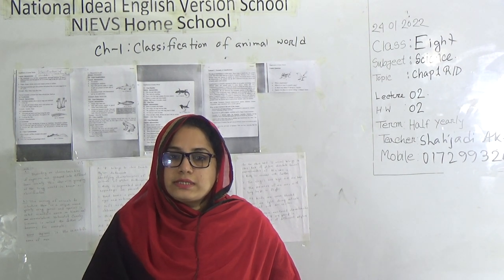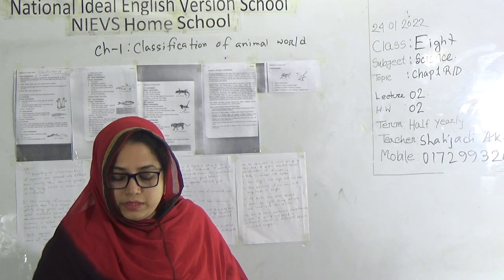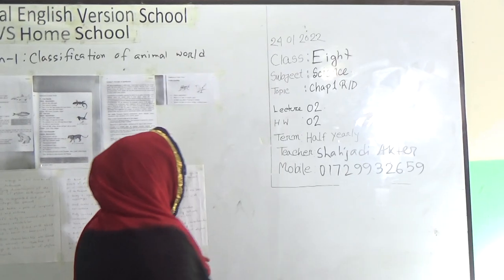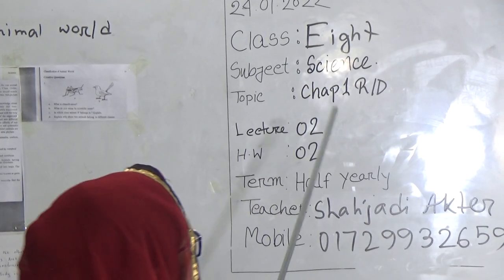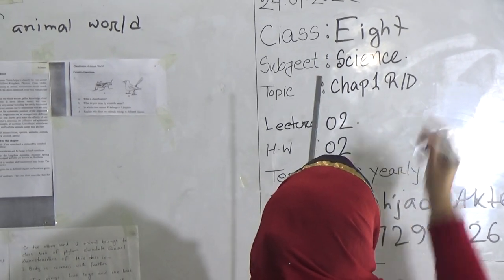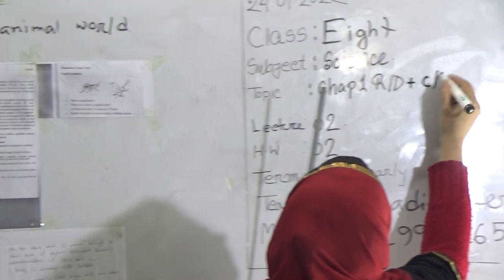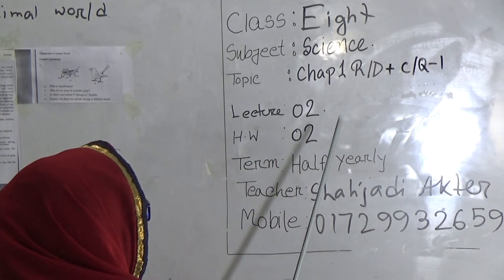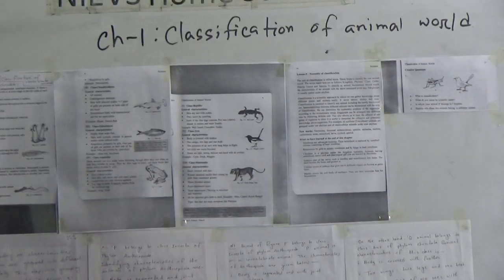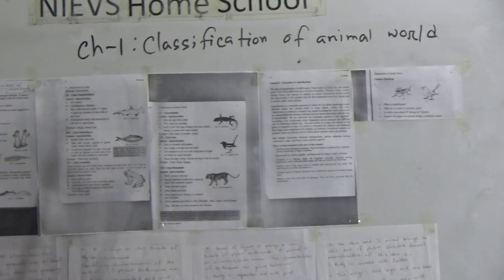Today, I am going to take a science class for class 8 students. My dear students, our today's topic is Chapter 1, read out, Chapter 1, discussion, and CQ number 1. Today's lecture number 2 and HW number also 2. My dear students, let's start our class. This is Chapter 1, classification of animal world.